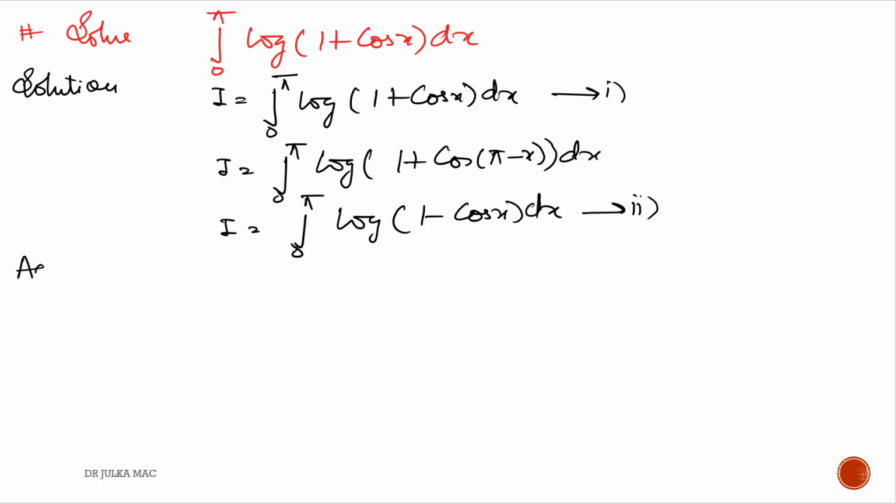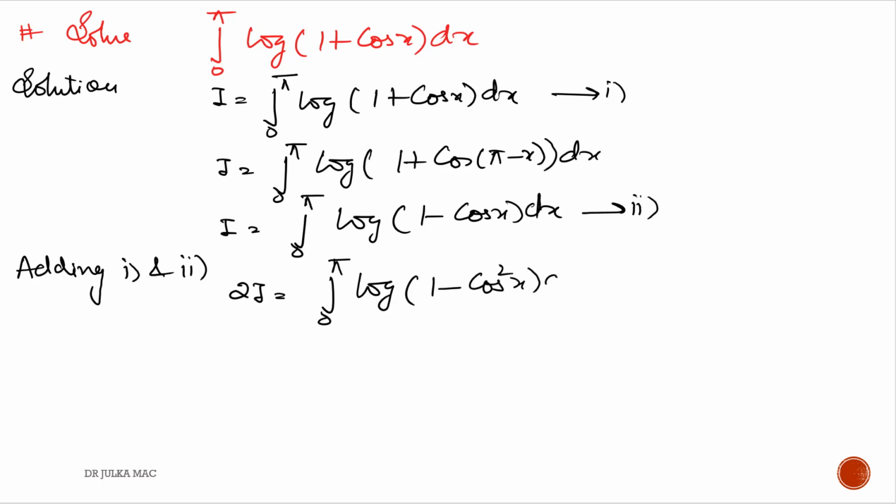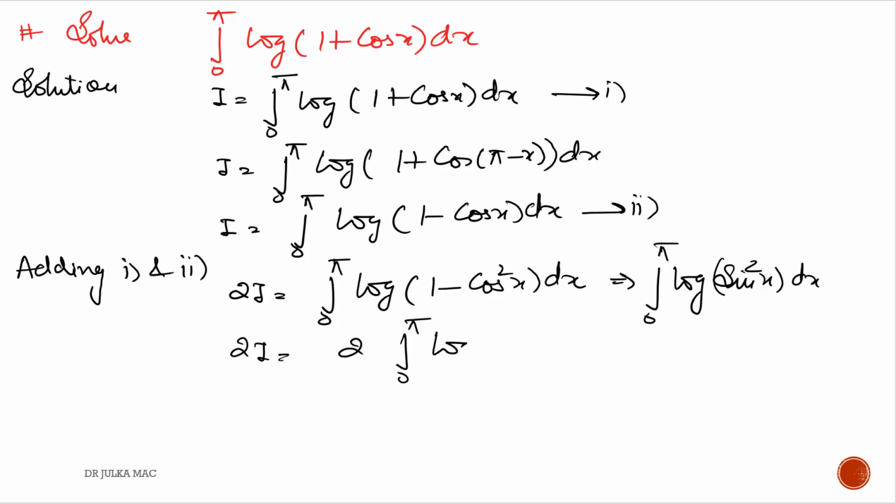Adding first and second, we will get 2y equals the integral from 0 to pi of log(1 plus cos x) plus log(1 minus cos x), which equals log(1 minus cos square x), because log m plus log n is log of m into n. Now it is the integral from 0 to pi of log sin square x. Log m to the power n is n log m. So it is twice the integral from 0 to pi of log sin x. Here f(x) is log sin x.